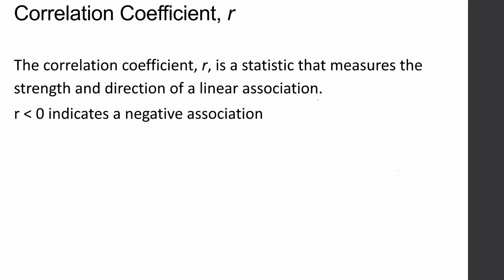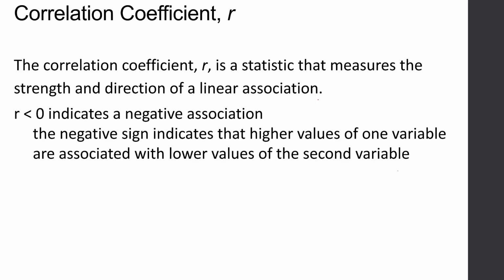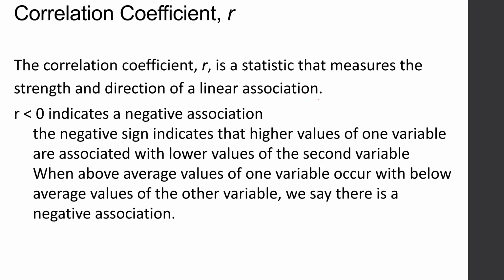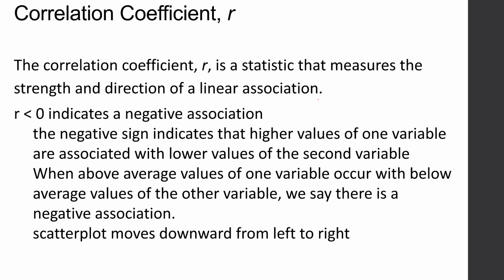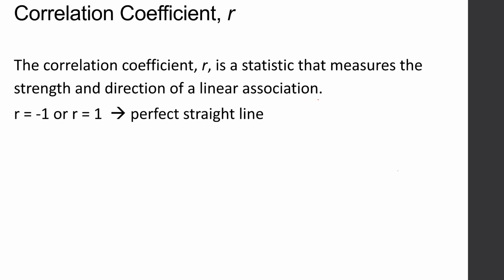A correlation of less than 0, a negative correlation, indicates a negative association. The negative sign indicates that higher values of one variable are associated with lower values of the second variable. And when above average values of one variable occur with below average values of the other variable, we call that a negative association. And on a scatter plot, this looks like a downward relationship. It moves downward from left to right.